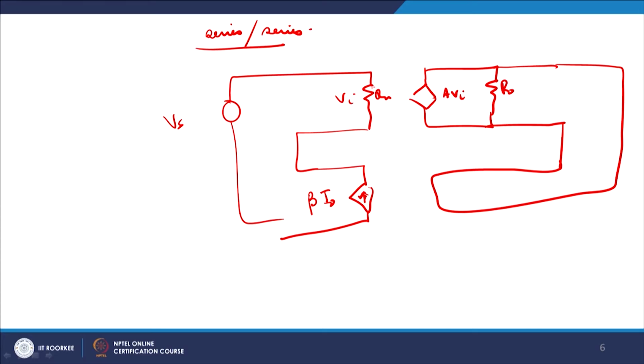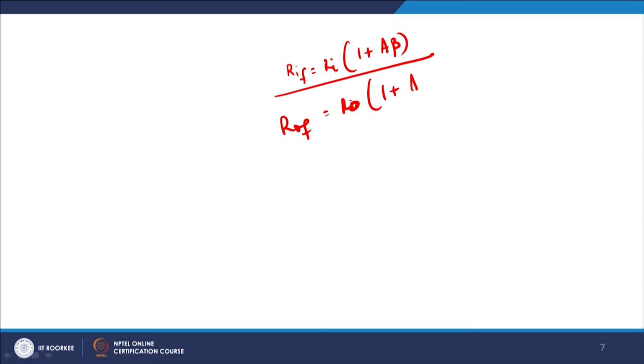If you take this into consideration and do the same formulation as we did earlier, I get Rif equal to Ri into 1 plus A beta. So your input impedance rises, and Rof is also equal to Ro into 1 plus A beta in this case. So your input impedance as well as your output impedance both rise with negative feedback in a series combination. Even if you do not understand the mathematics of it, whenever you have a series combination the impedance rises, and with a parallel combination the impedance falls.